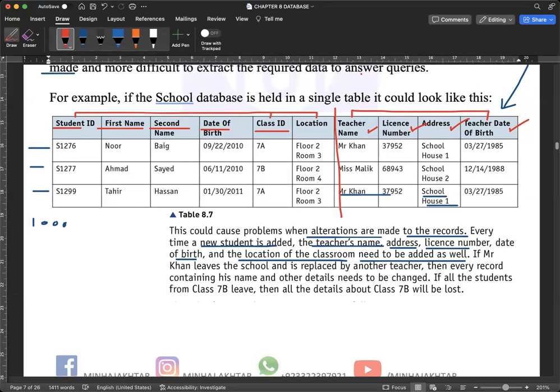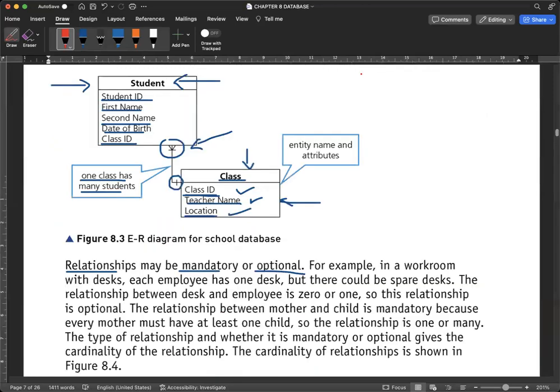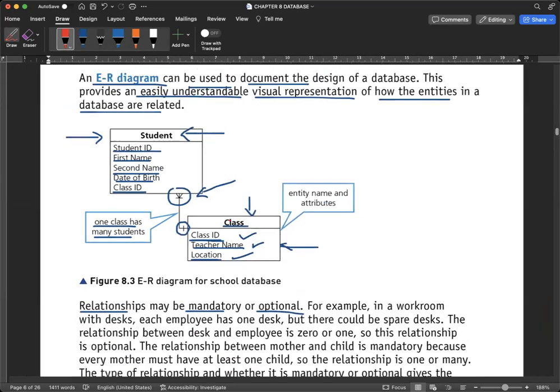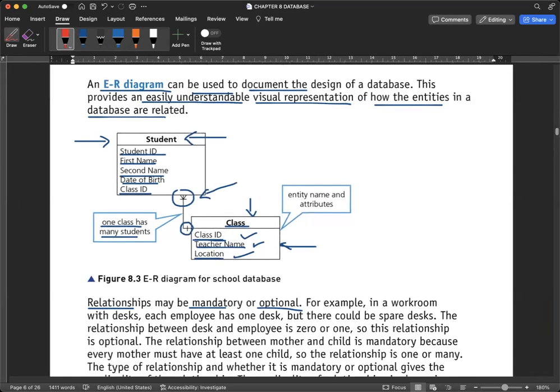Okay, now what do you have to write? You need to write first the ER diagram. You need to draw both these whole diagrams, right? And you need to write down the relationships, maybe mandatory, from here till here. You need to write this paragraph. You need to draw this figure, okay?